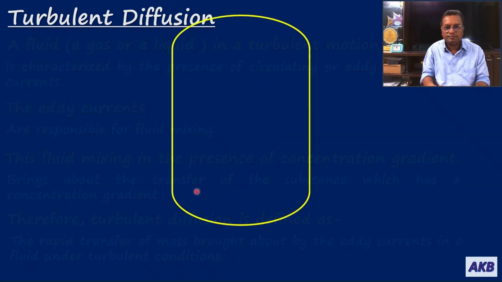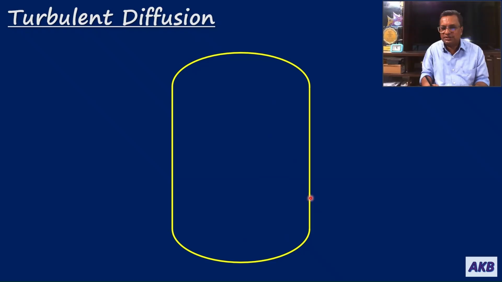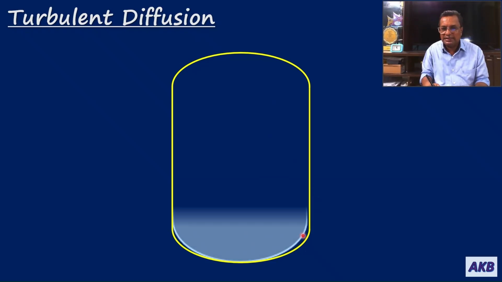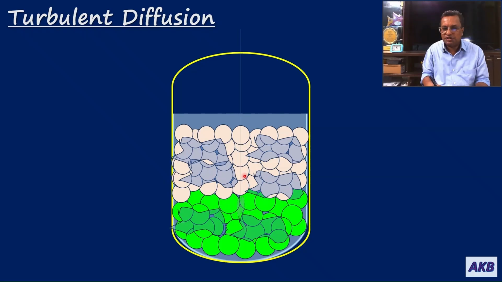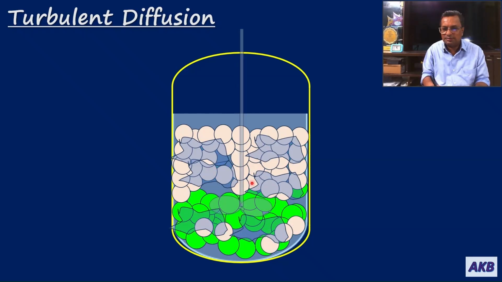Let us move ahead. Let us understand it with a simple schematic diagram. So you have a tank and there are two substances. Let us say a substance with green molecules and a substance with white molecules. And if an agitator is introduced into the tank and it is rotated, then due to this rotation, due to this agitation, turbulence will be created. There will be formation of eddies and these eddies will result in the transfer of these substances.